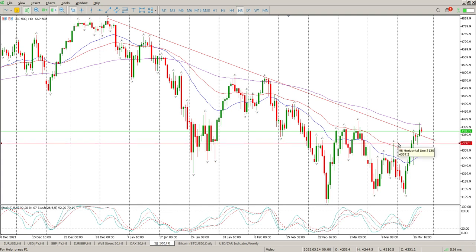4337 is the high of last week. So we are above it. We did test it with one 8-hour bar yesterday. It makes sense that that level gets tested again.